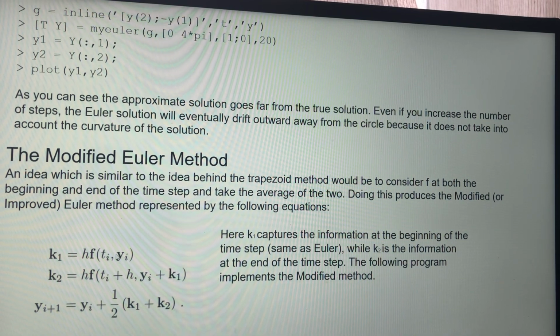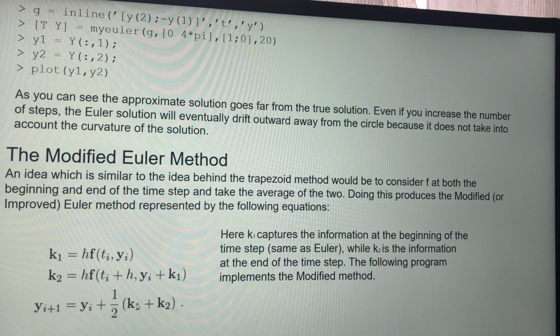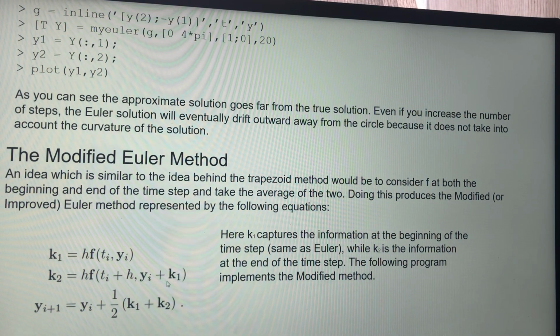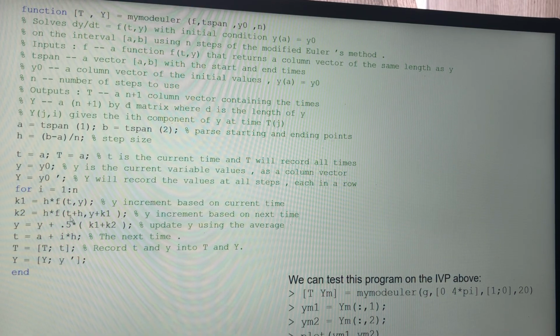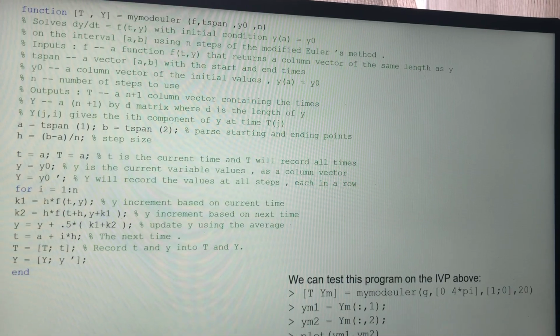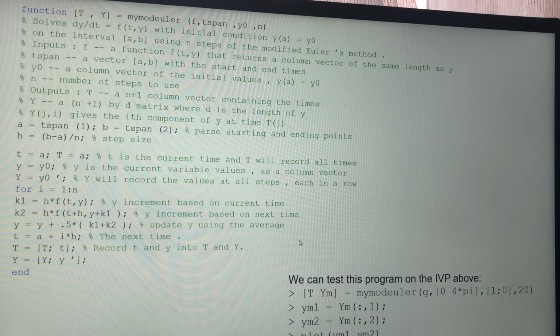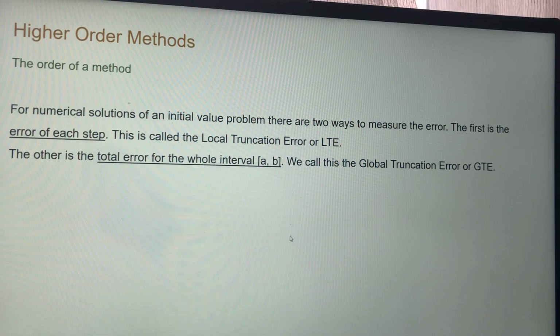K1 is the same as the normal method, but for K2, we are taking the average of them, K1 and K2. K2 uses t_i plus h, y_i plus k1, and this is how you can get this. So for k1, h times f of t, y; for k2, h times f of t plus h, y plus k1; and now you are taking the average. You can test this program with these initial conditions, and you can plot the solution. Okay, check that out. Again, this is just an example to get an idea.